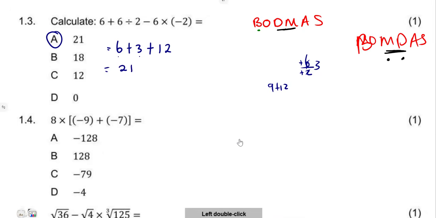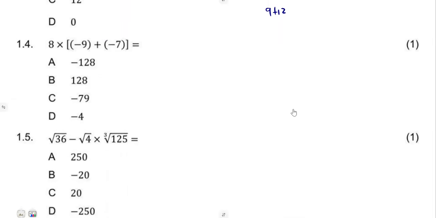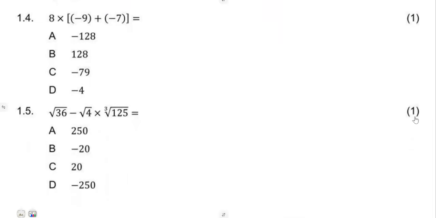Then on 1.4, we have the same concept here. Same concept on 1.4. That is the application of BODMAS again, or BOMDAS. So if we consider this time, we've got brackets. We can see that this part under brackets has to be simplified on its own. So we need to consider the brackets first.